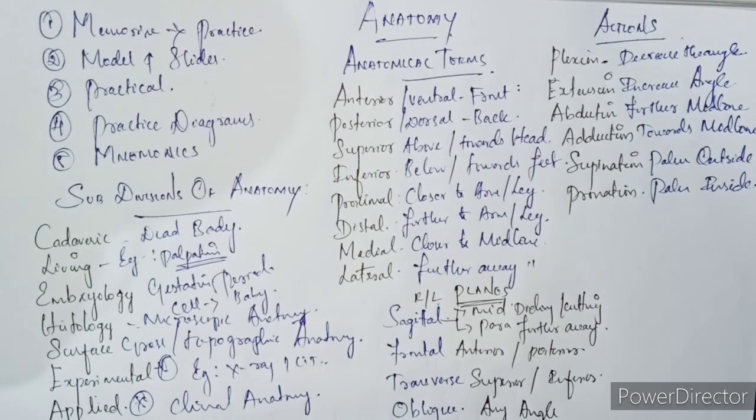Then we have seen the anatomical terms, that is anterior, posterior, superior, inferior, proximal, distal, and medial and lateral. And then we have seen the planes, sagittal plane, frontal plane, transverse plane, and oblique plane. Then we have seen the actions, flexion, extension, abduction, adduction, supination, and pronation.